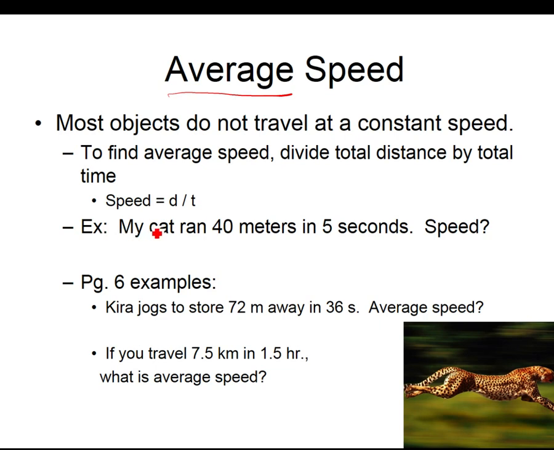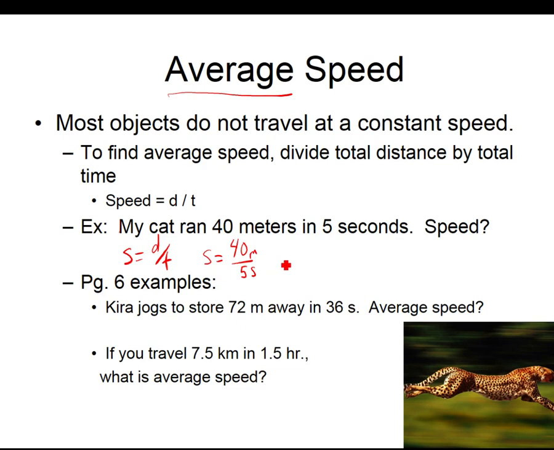Most objects do not travel at a constant speed. To find the average speed, just divide total distance by total time. So your formula: speed equals distance divided by time. For example, my cat ran 40 meters in 5 seconds. So we just do it. Speed equals distance divided by time. So speed equals, what was my distance? 40 meters divided by my time, 5 seconds.